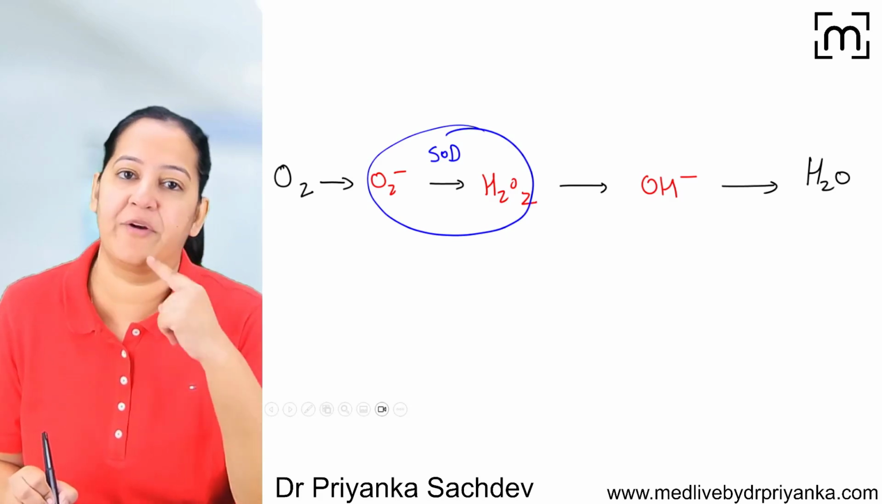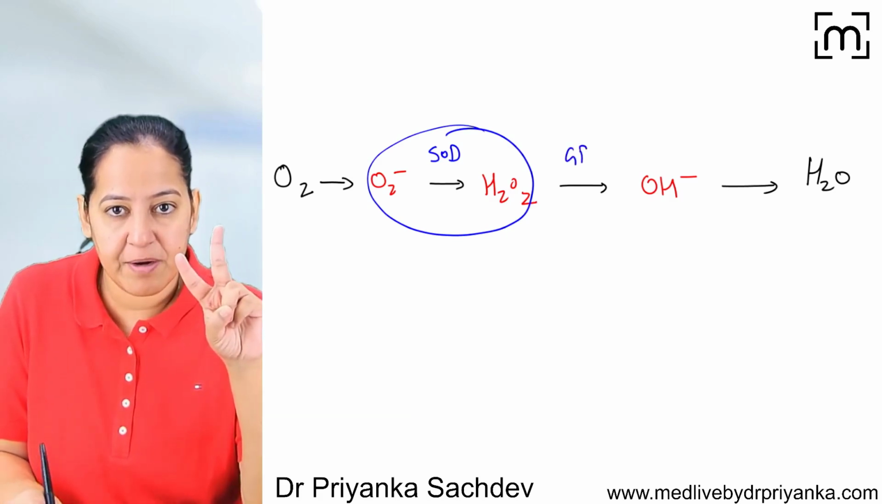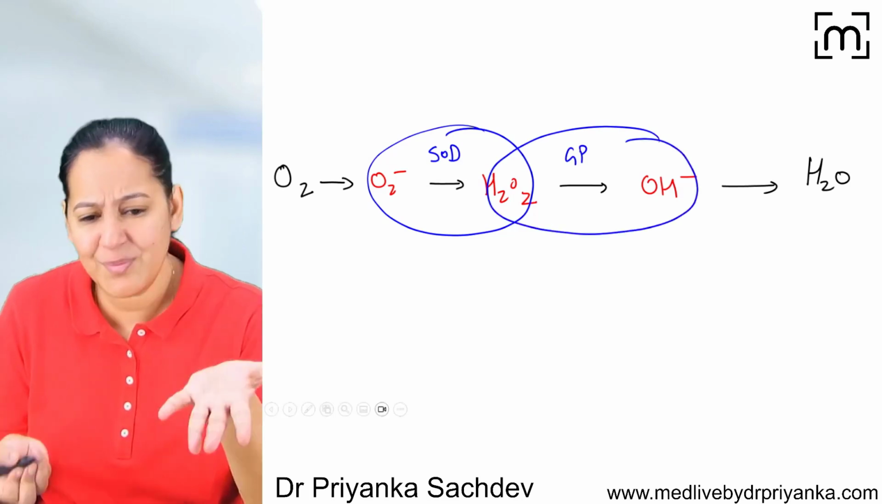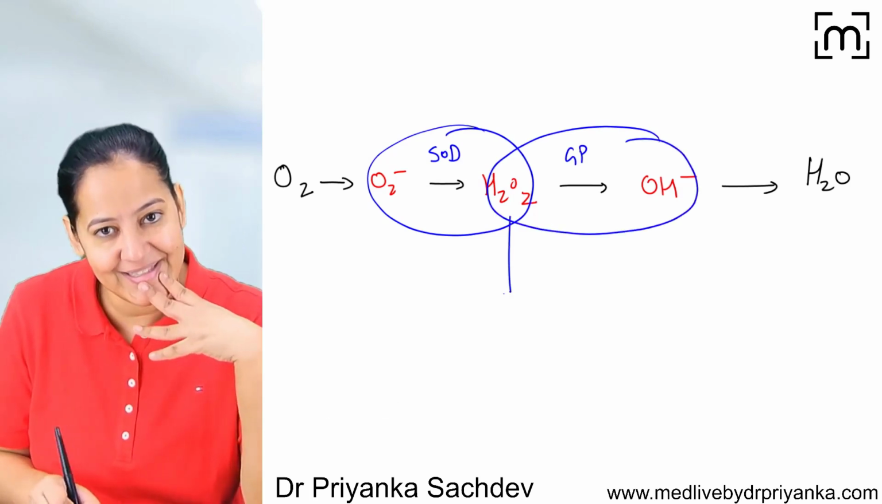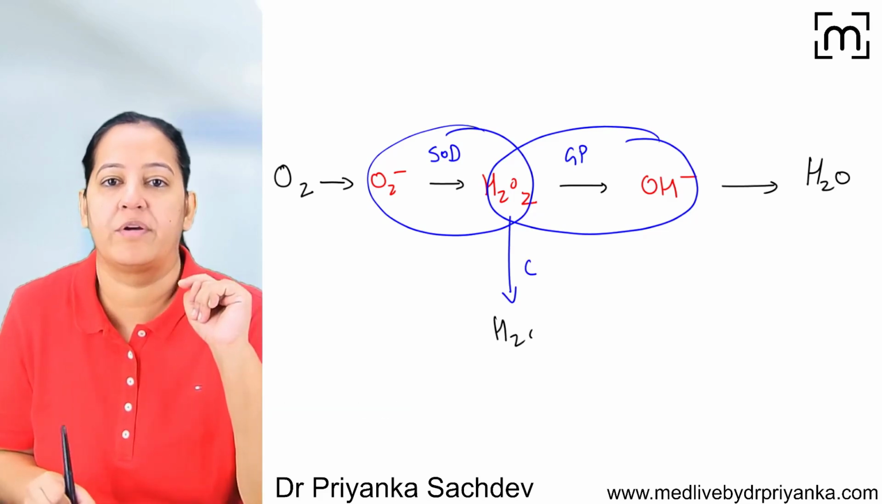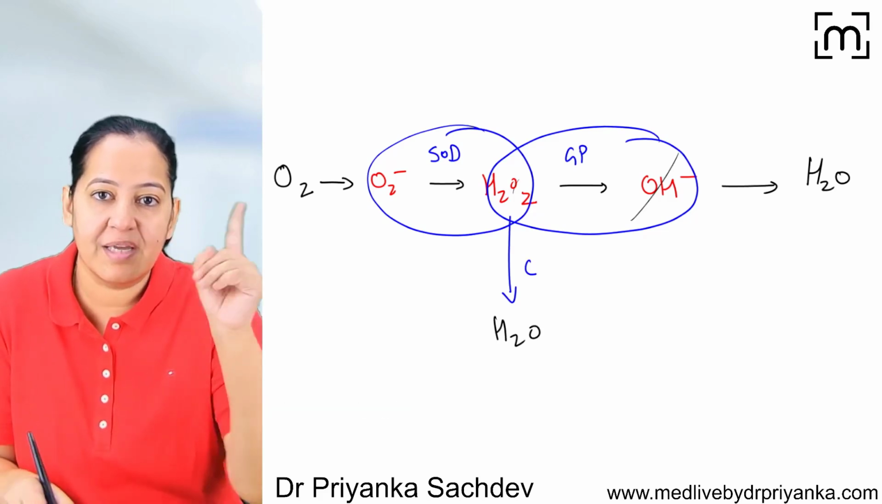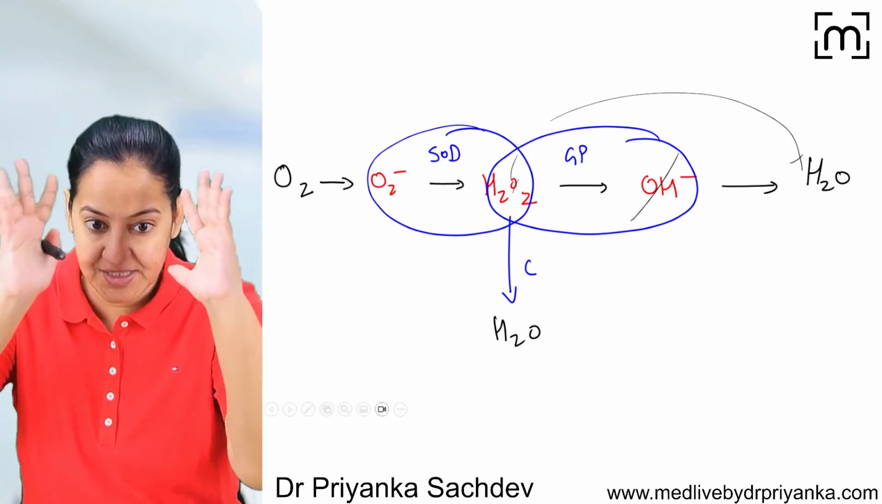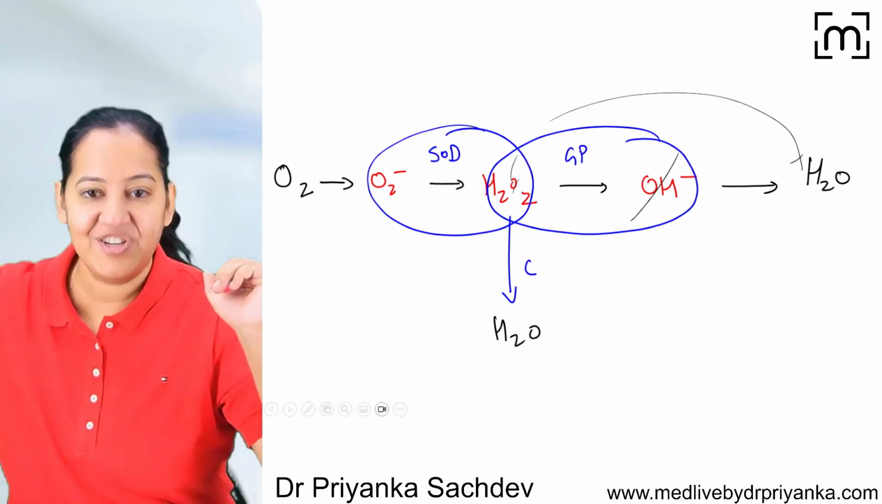I mean superoxide to hydrogen peroxide. The second, glutathione peroxidase, does this conversion. It converts hydrogen peroxide to hydroxyl ion. It's very easy if you understand. And catalase, the third one, directly converts hydrogen peroxide to water. That is catalase. So these are the three enzymes in front of you. If you know the reaction, it's very easy.